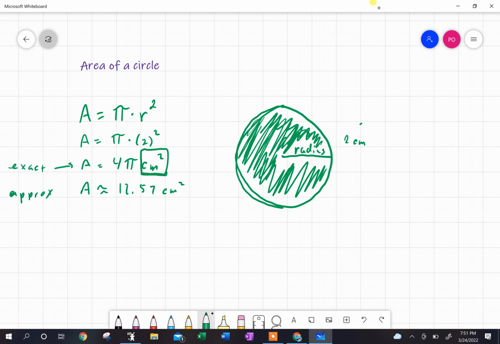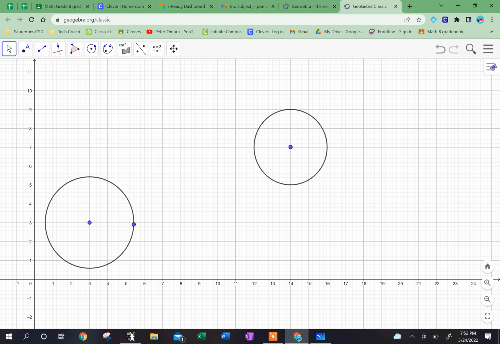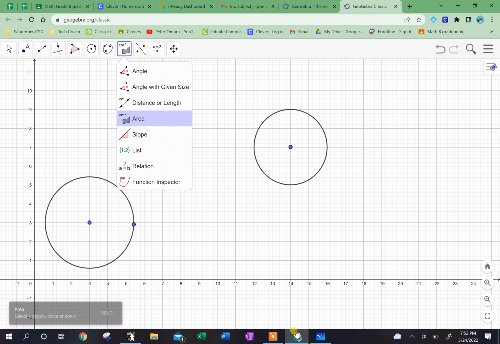By the way, this is an irrational number, 4 pi, and this is rational. So I just wanted to throw that in there real quick. I was using a program called GeoGebra, and here I'm going to do one other thing.